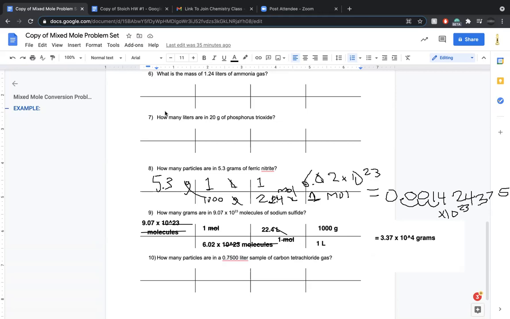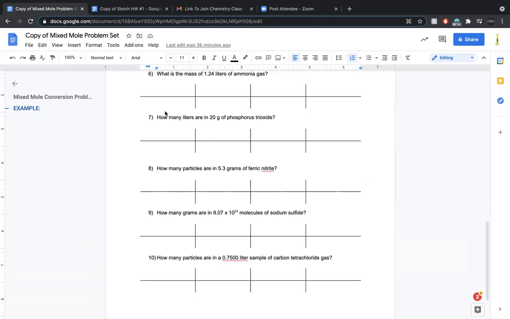All right. I got it. All right. How many particles are in this many liters of carbon tetrachloride? So we're going to do liters to moles first. 22.4 liters in every mole. And then we have a mole is equal to this many particles. So then units cancel, we're left with particles. Now we just have to do the math.